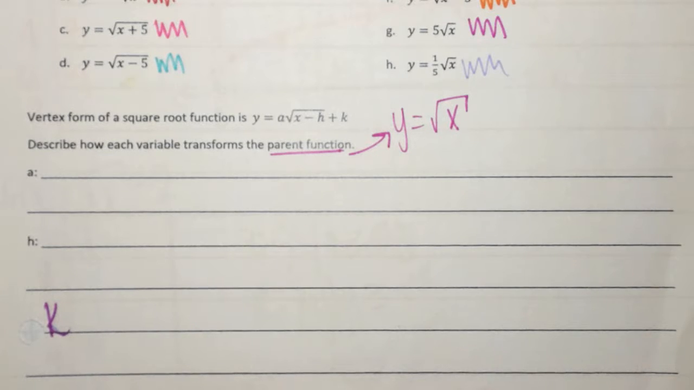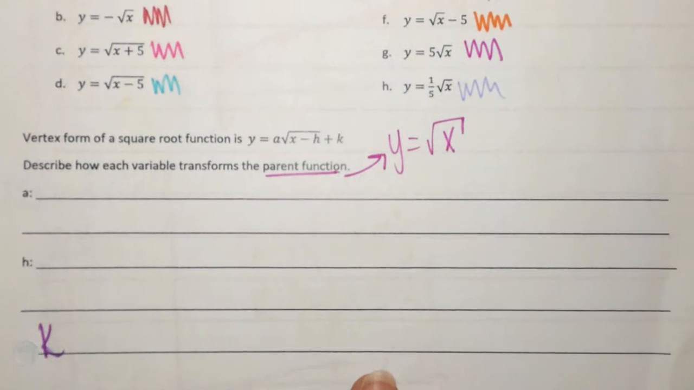Now, if it's negative, what did A do to the function? It flips it. It flips it over. If A is a whole number, what does it do to the function? Makes it go up real high, right? If it's a fraction, what did it do? Almost makes it go straight, makes it lie flat. So you should be using your own words to write that.